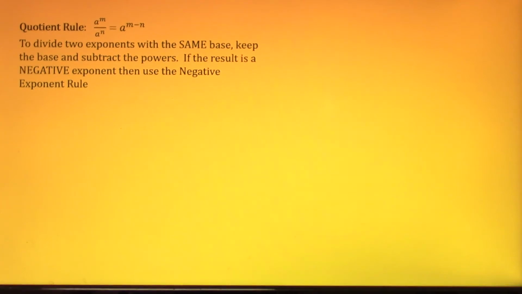Quotient rule. It's dividing. If you divide exponents with the same base, keep the base and subtract those powers. Okay? Now if you have a negative exponent, you go back to the negative exponent rule. So first do this. So 6 to the 8th power divided by 6 to the 5th power would be 6, 8 minus 5. So that would be 6 to the 3rd power. Okay, so you subtract the exponents.